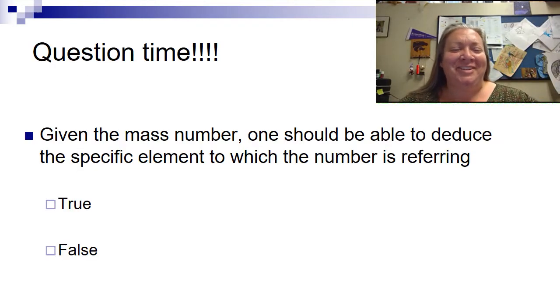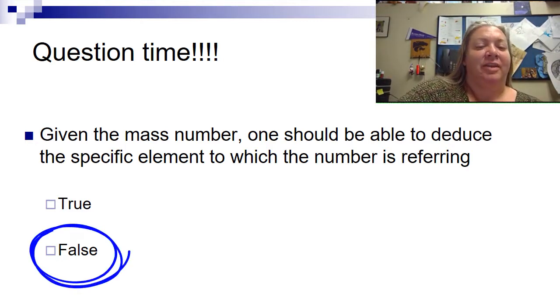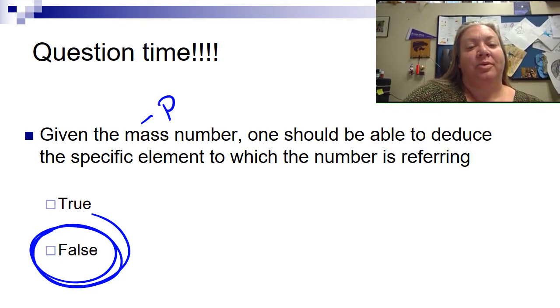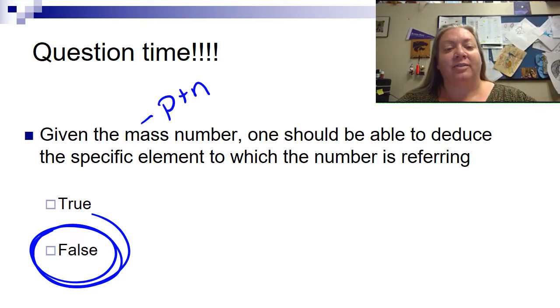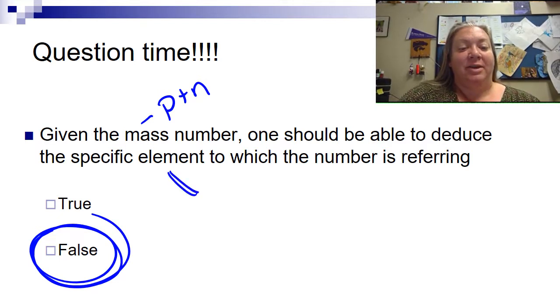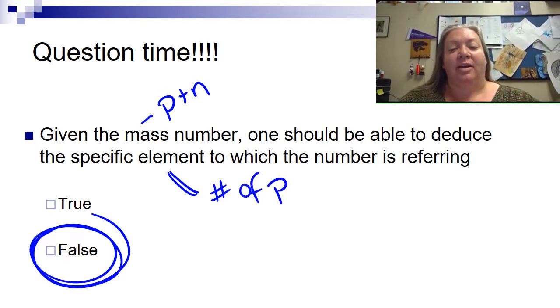Yay, we're back to question time. All right, on this one, given the mass number, one should be able to deduce the specific element to which the number is referring. True or false? What do you think? Answer? False. The mass number is your protons plus your neutrons. That's not going to tell you what the element is. The specific element, you just need the number of protons. Because remember, your neutrons can vary.